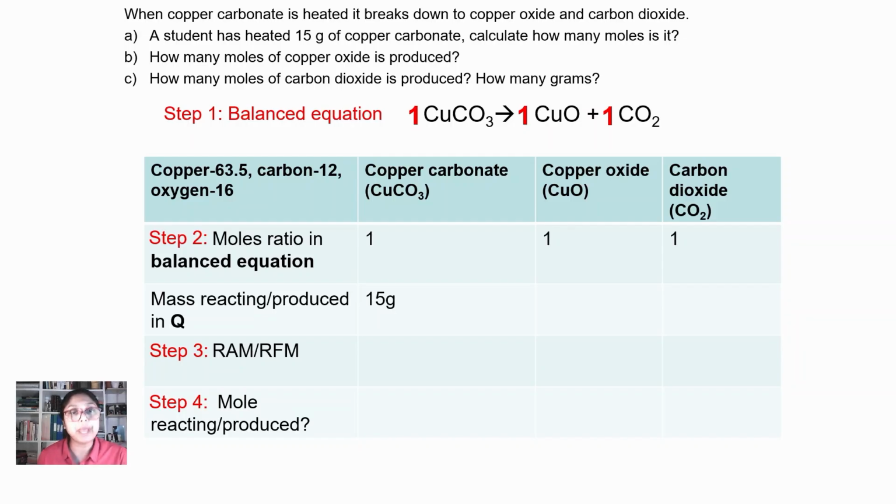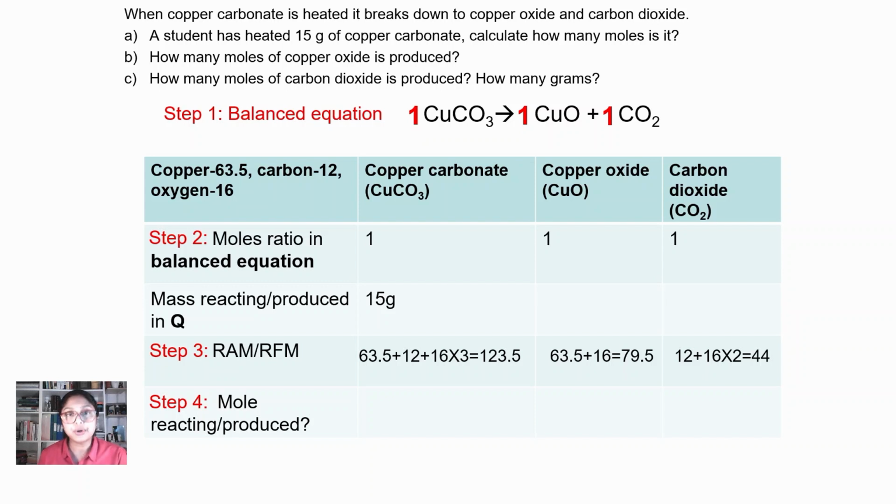So relative formula mass for copper carbonate, we can calculate 63.5 is for copper, RAM for copper. You can find all of these from the periodic table if they have not given you. So I've written down in the corner of the table all these numbers, plus 12 for carbon, and for oxygen 16 times 3 because there are 3 oxygen atoms in copper carbonate, CuCO3. Altogether you get 123.5.